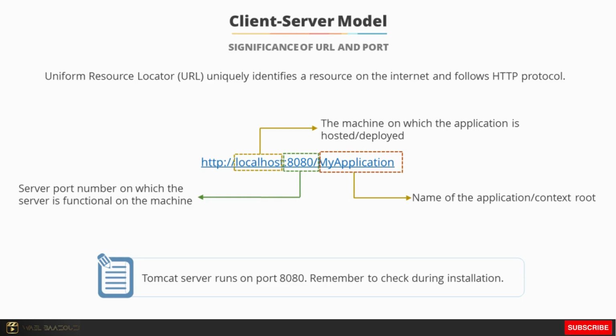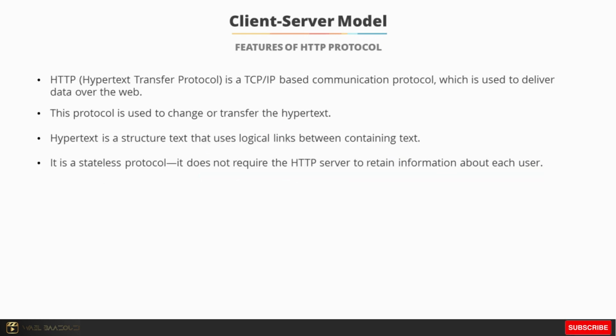So here you see the protocol, the name of the machine on which the application is deployed, the port number on which the server is listening, and the custom name of your application, which is the root folder which holds the app inside. If you're using Apache Tomcat server, it typically runs on port 8080, and you can also configure it, so remember to check during installation. Here are the features of the HTTP protocol.